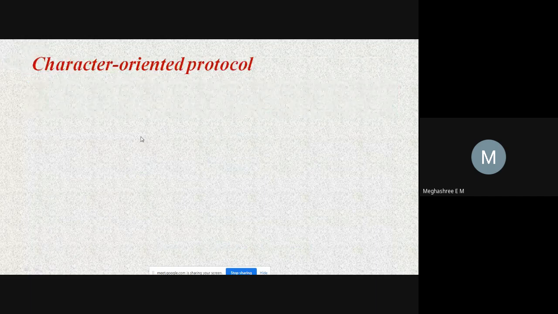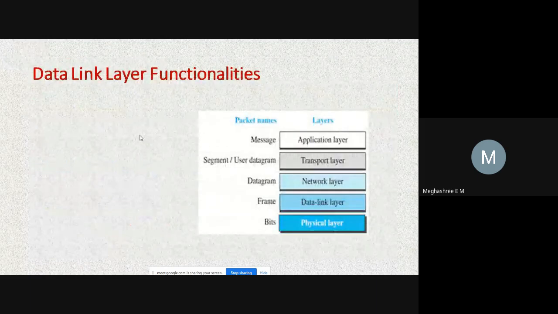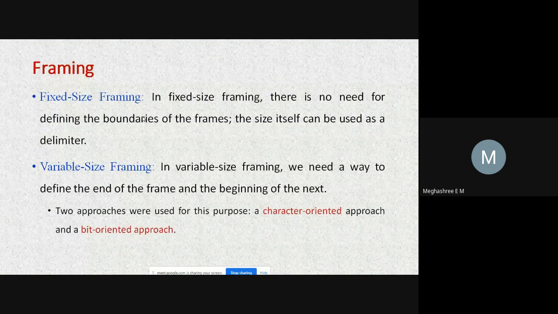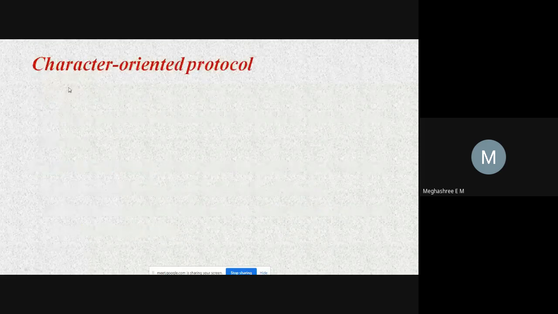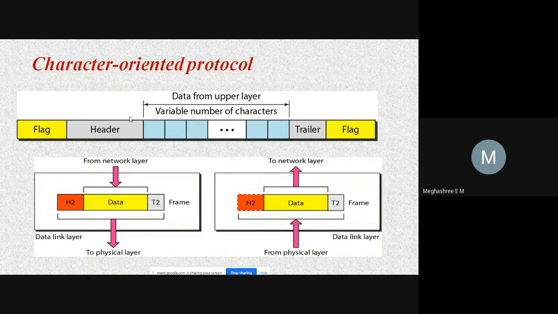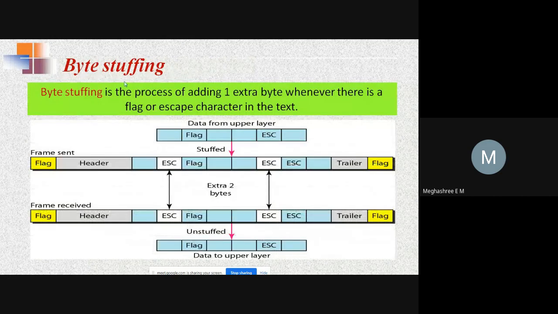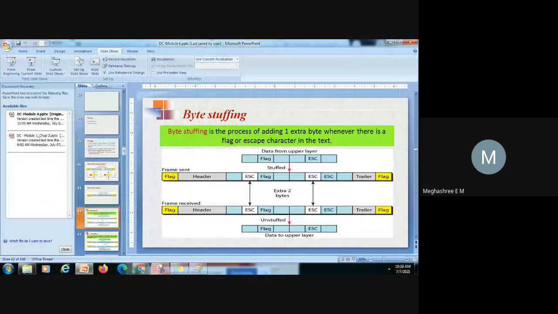So what we discussed are the functionalities of the data link layer, and then framing, which is of two types, fixed size framing and variable size framing. Then the character oriented protocol followed under variable size framing, where flags are added to specify the start and end of the frame. Then the bit oriented protocol was discussed, and byte stuffing was discussed in this class.